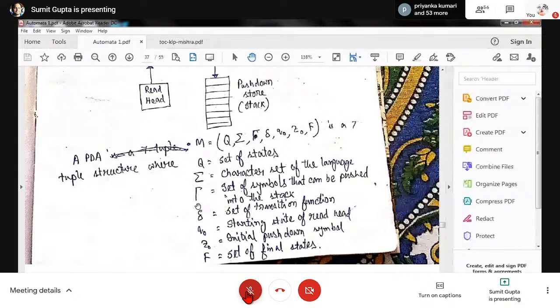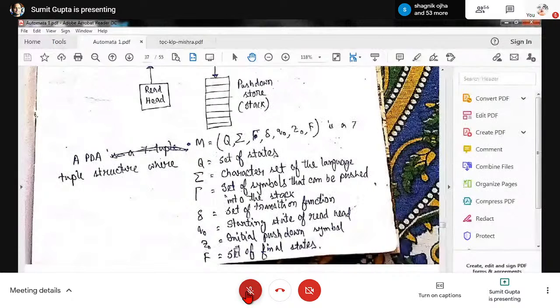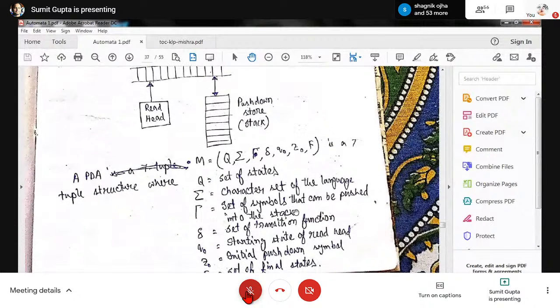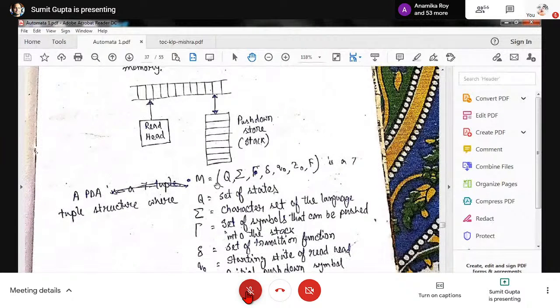Delta is the set of transition functions. Q0 is the starting state of the read head. So this read head starting state will be Q0. Z0 is the initial pushdown symbol. So pushdown symbol means the symbol that would be pointed to by the top of the stack, or the pointer. You remember the pointer concept of a stack? So that is represented by Z0, and S is a set of final states. So this is the basic structure of a pushdown automaton, and these are the 7 different tuples that form the formal definition of a PDA.